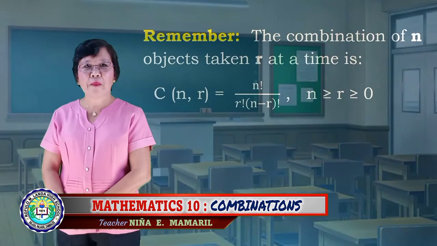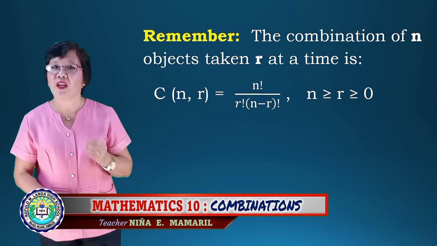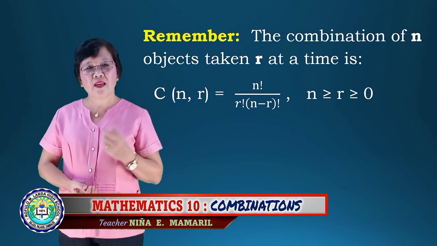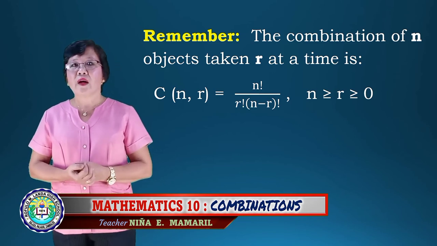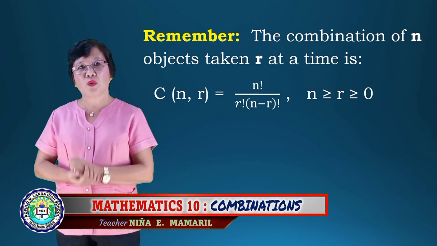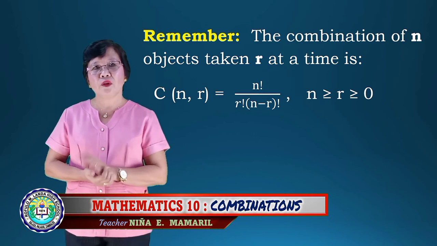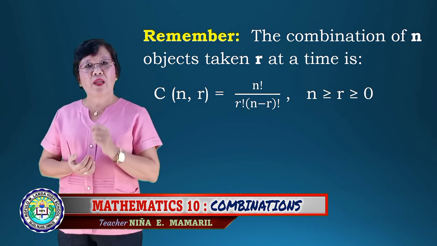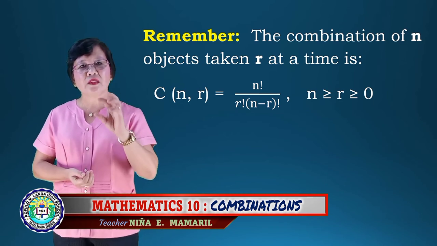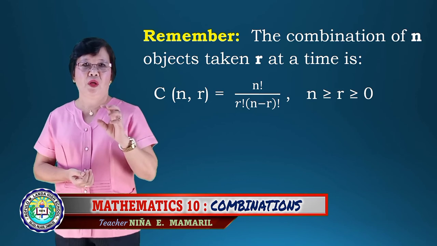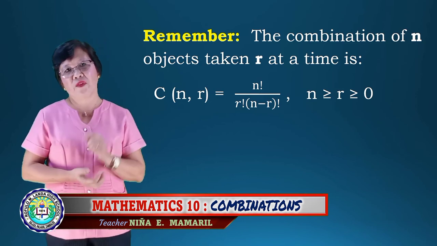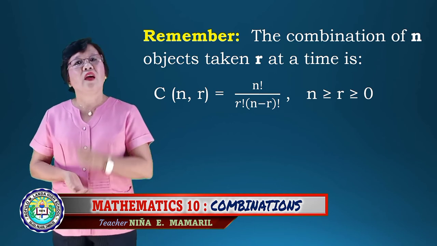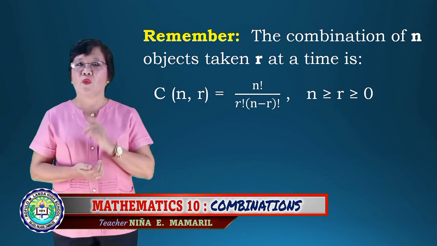Okay, remember, the combination of n objects taken r at a time is C(n, r) is equal to n factorial over r factorial multiplied by the quantity of n minus r factorial. So this is now the formula to be used. And remember, you have now n is greater than or equal to r, and r is greater than or equal to 0.